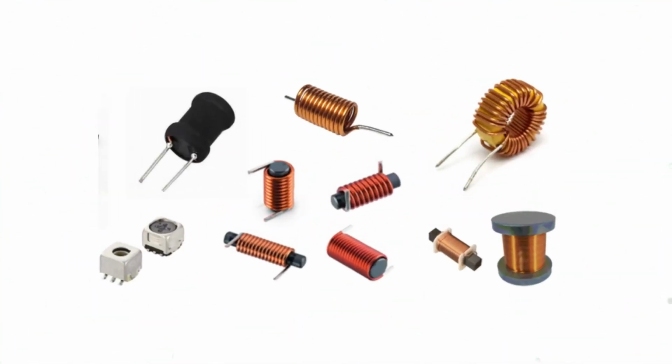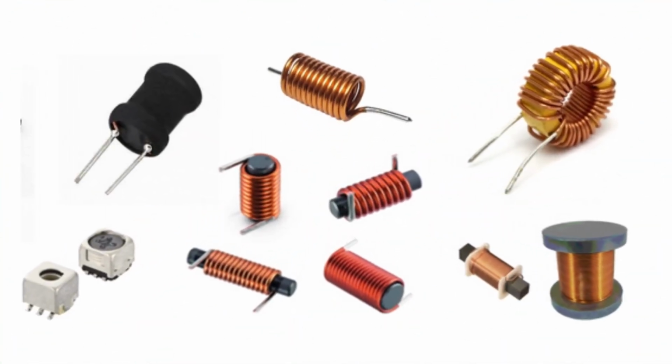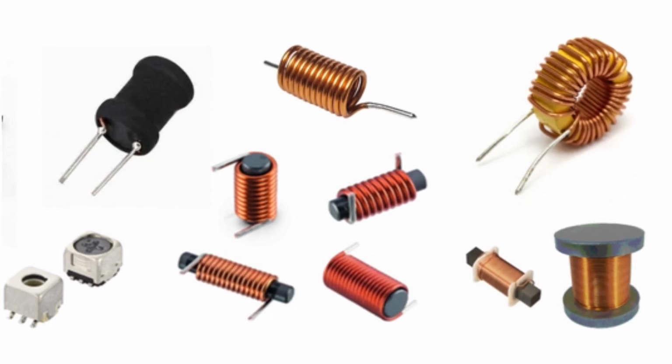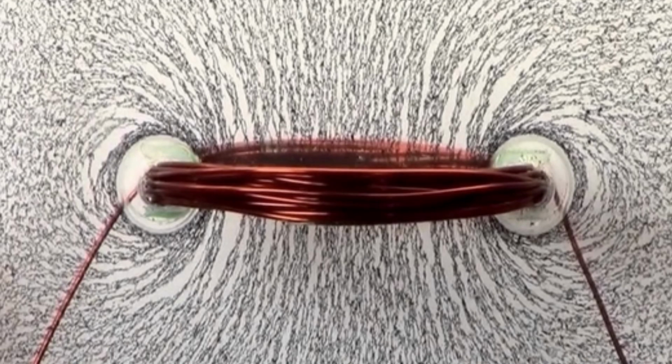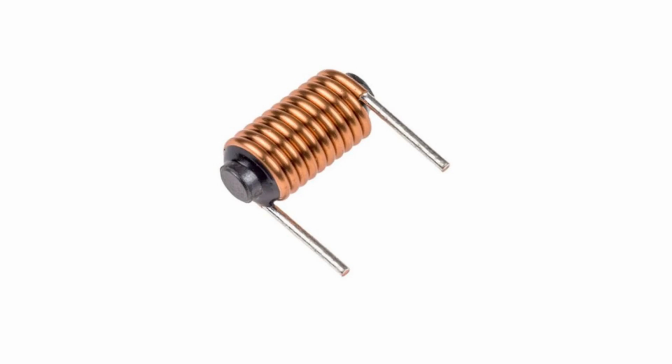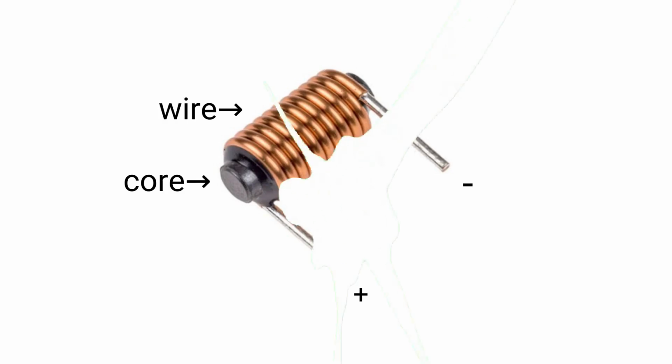Inductors, electrical components that store energy in a magnetic field when current flows through them. The magnetic field can be seen when you sprinkle some metal particles in it. Their construction is very simple. They have two terminals, positive and negative. An inductor is usually just a wire wound around the core.